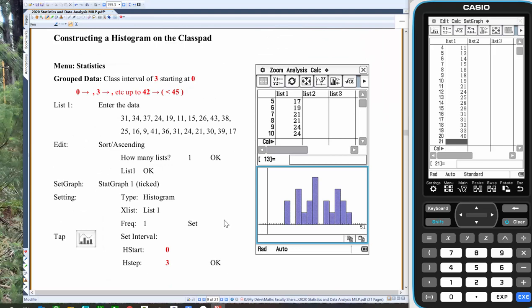All right, so the final thing I'm going to do is show you how to construct the histogram on your calculators. So what I want you to do is pause the video now and type that data in, and I'm going to do the same thing, okay? Now note that we've got 1, 2, 3, 4, 5, 6, 7, 8, 9, 10, 11, 12, 13, 14, 15, 16, 17, 18, 19, 20, 21 data points.